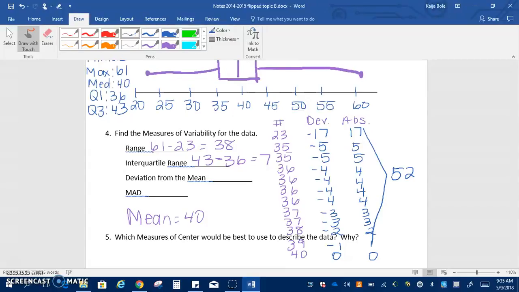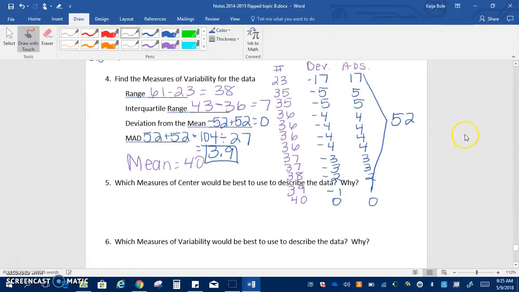So you ask, why did we stop at 40? Why don't we keep going? Well, we know that the other half of the data would also have to have an absolute deviation of 52. So for the deviation from the mean, we would have negative 52 plus positive 52, which gives us 0. Now for the mean absolute deviation, we add up the absolute deviations. So we'd have 52 plus 52, which gives us 104. And remember, you divide by the amount of numbers, which is 27. So our mean absolute deviation is 3.9.